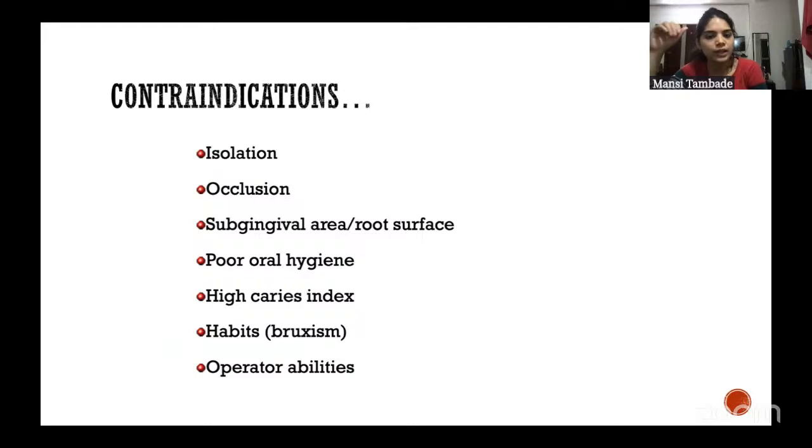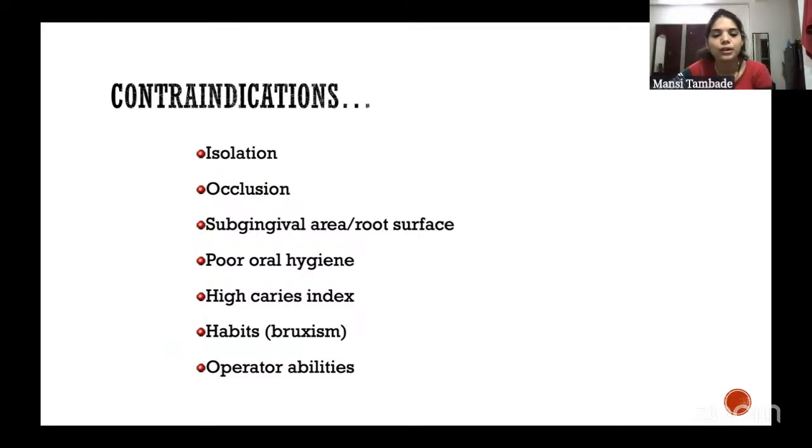Then some gingival area, when the caries are at the root surface, you should definitely not go for composite, because the ability of the composite to stick to the cementum surface is still under research. It is not definitely proven that it will give you high strength at that position. It may chip off very easily. If the hygiene of the patient is very poor, you should definitely not go for the composite. If the caries index is high, you should definitely not go.